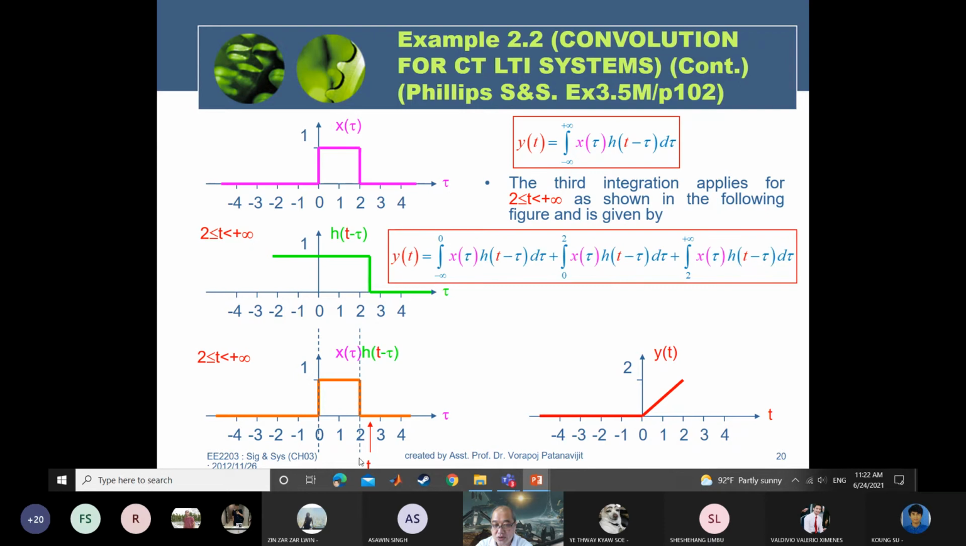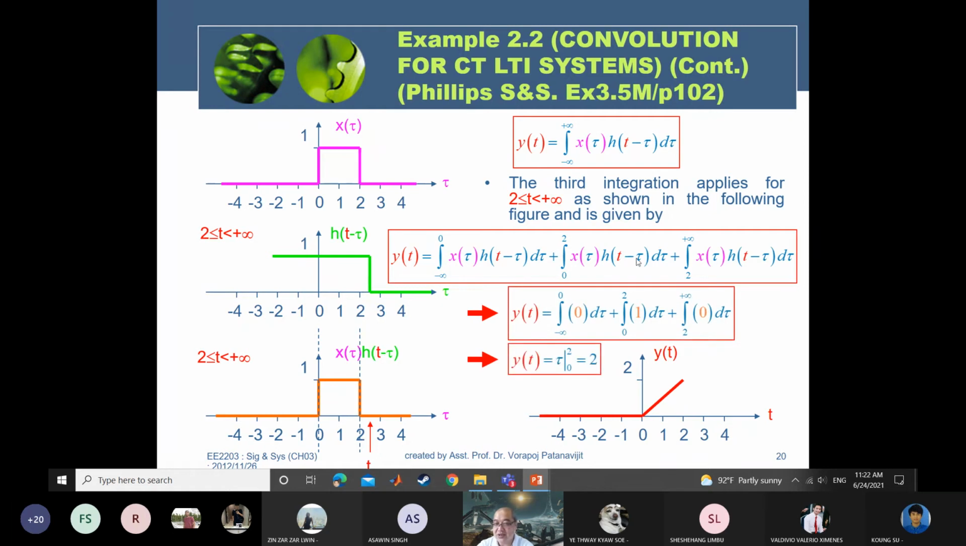You separate them into 3 zones again: from minus infinity to 0, 0 to 2, and 2 to infinity. Substitute them. If you integrate here, the first part is 0, the last part is 0. Therefore, you integrate tau d tau, which gives you tau. Substitute the range between 0 and 2, and it gives you 2. What about the result? y(t) equals 2 is constant, and it stays equal to 2 after that.